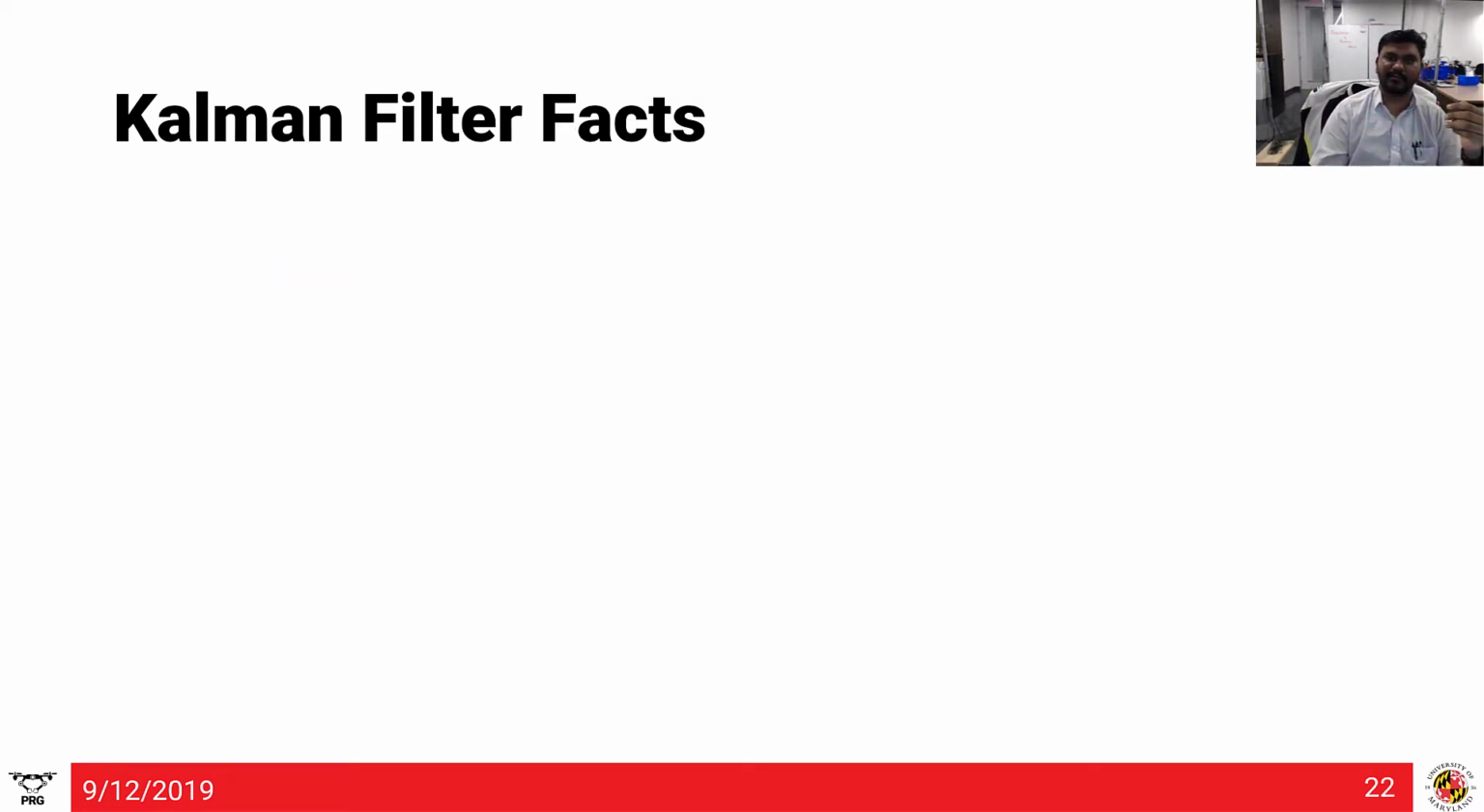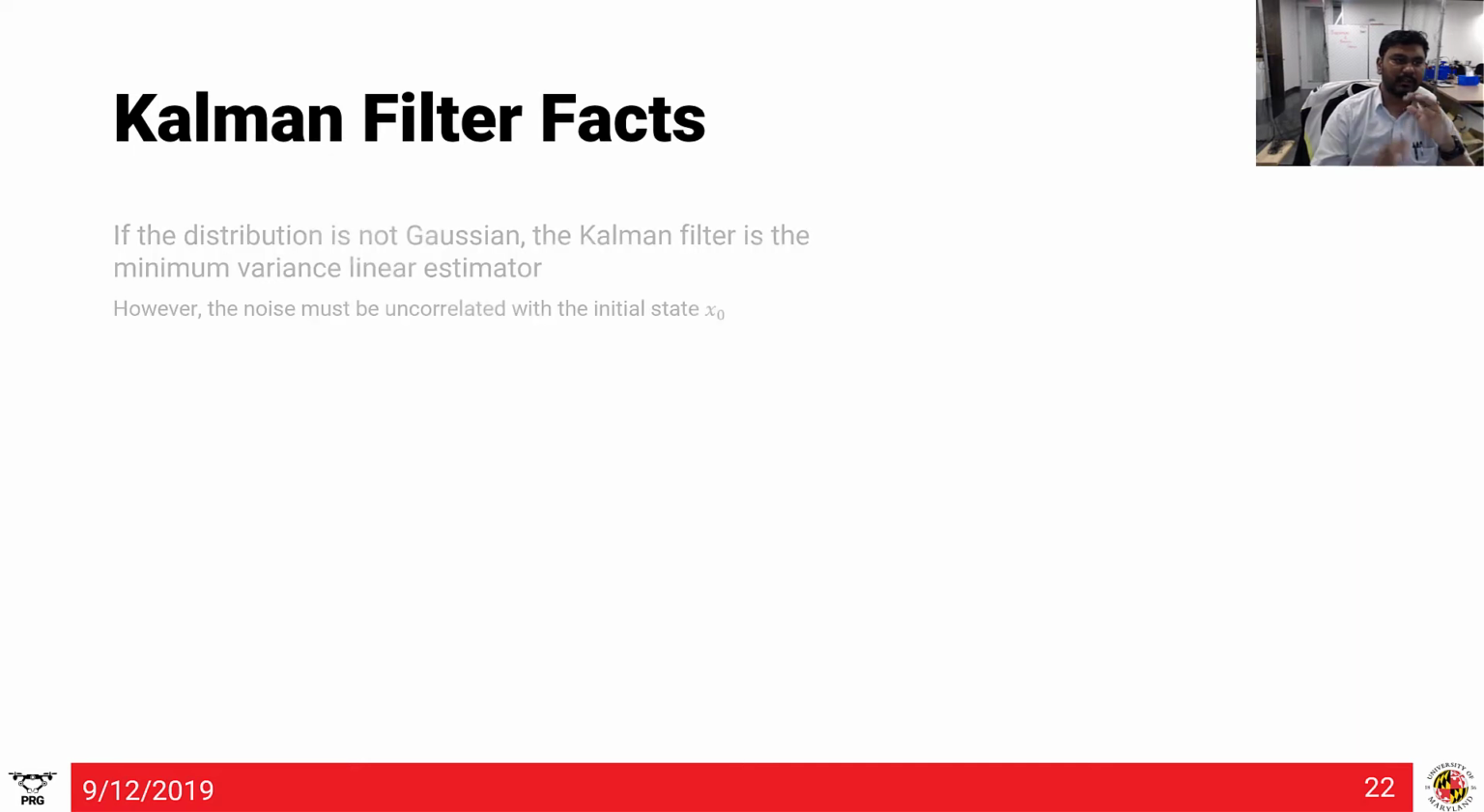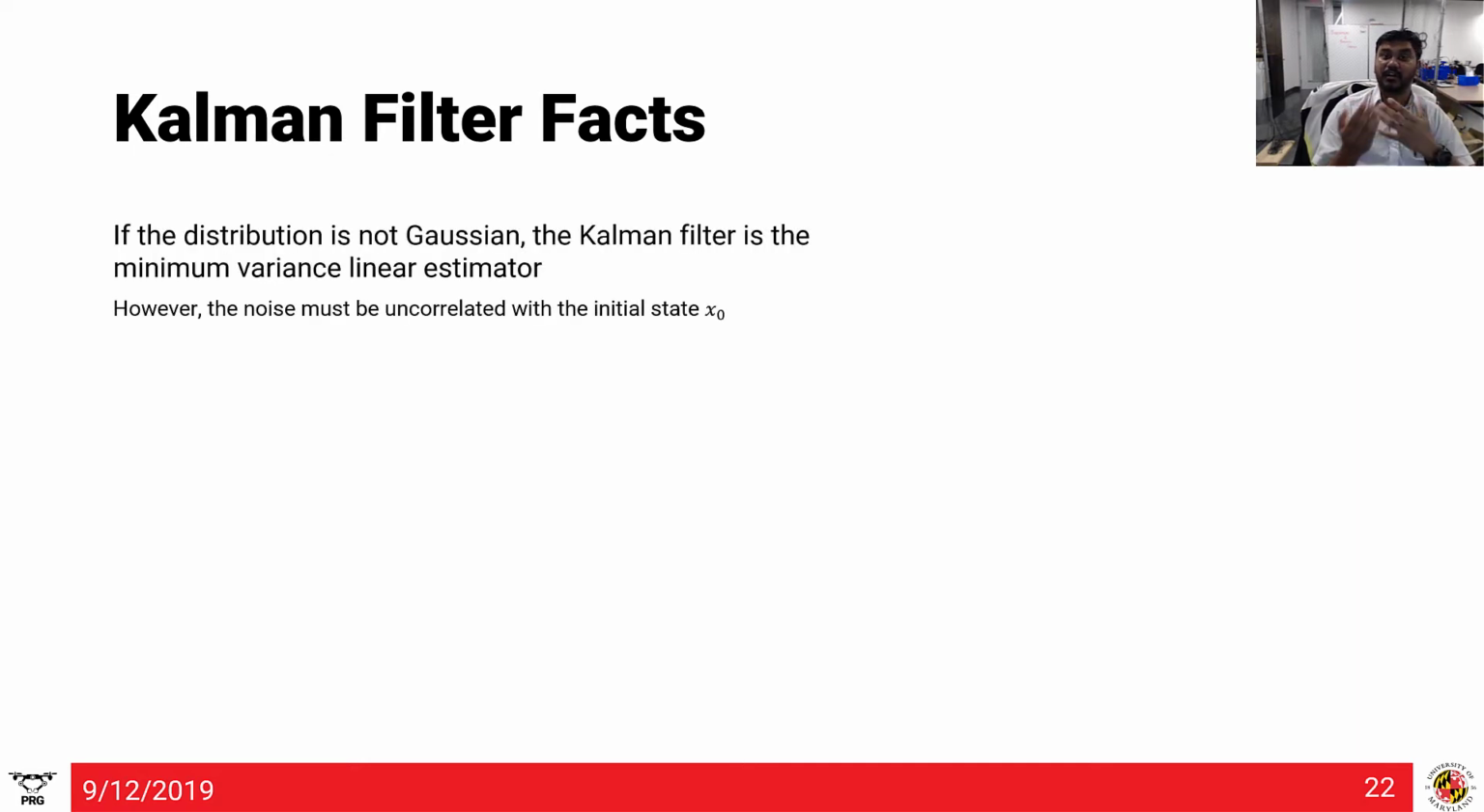So let's go over some facts about the Kalman filter. If the distribution is not Gaussian, like we assume, the Kalman filter is a minimum variance linear estimator. However, in this case, the noise must be uncorrelated with the initial state x0. If it's correlated with the initial state x0, the minimum variance property will not hold, because the outputs will start diverging randomly depending on the nonlinear function, right?